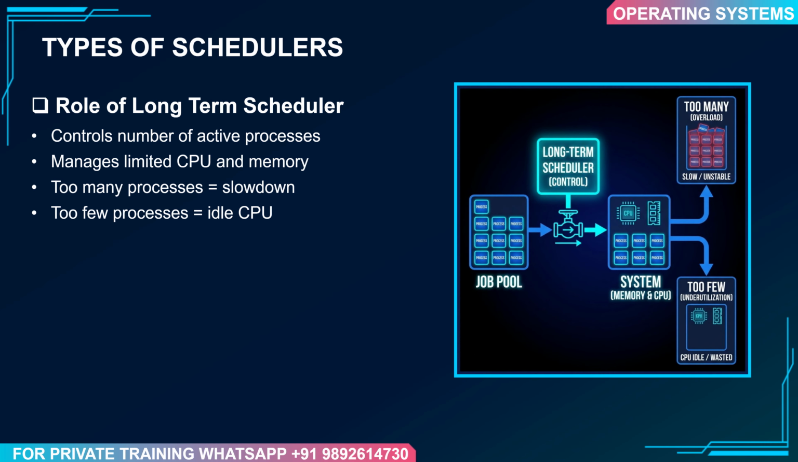The key role of the long-term scheduler is control. It controls how many processes exist in the system at any given time. This is important because memory and CPU resources are limited. If too many processes are loaded at once, the system may slow down or even become unstable. If too few are loaded, the CPU might sit idle, wasting time.